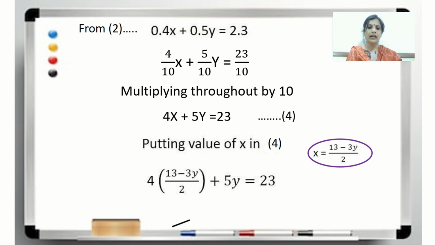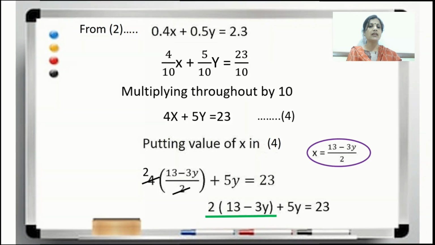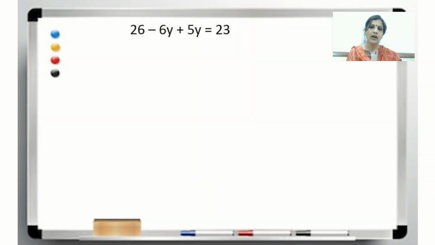Now here we can cancel this. 2 2s are 4. So what are you left with? We are left with 2 in the bracket (13 minus 3y) plus 5y is equal to 23. Now you have to multiply this 2 with the bracket and simplify the equation. So after simplification, what we get is 26 minus 6y plus 5y is equal to 23. Again solve it. Minus 6y plus 5y is minus y. So 26 minus y is equal to 23. And so we get y is equal to 3.